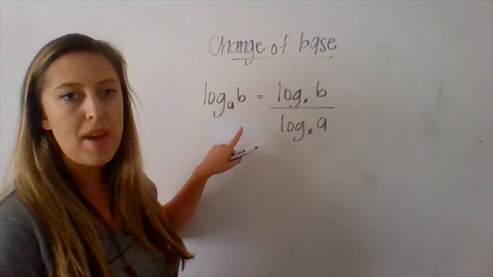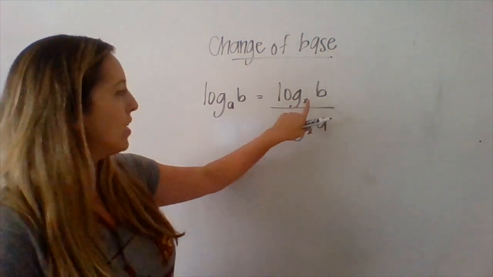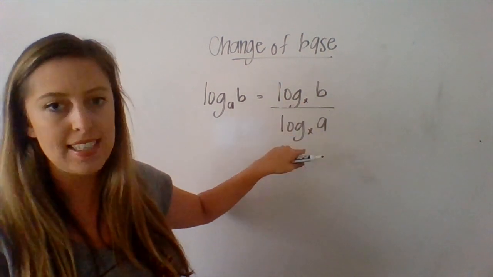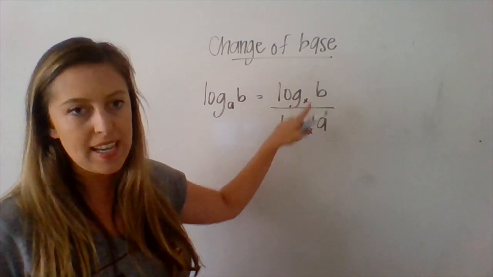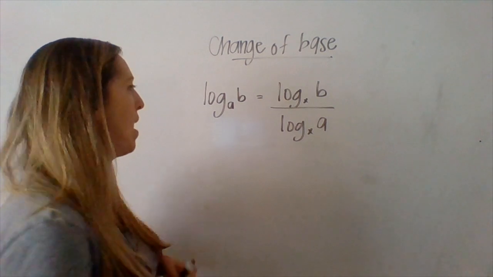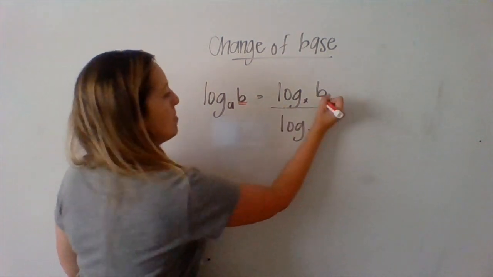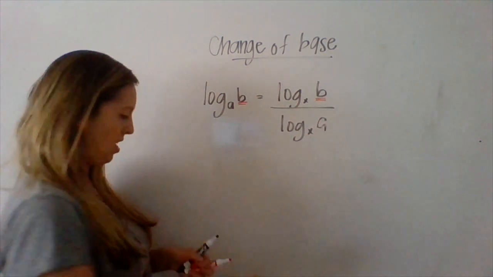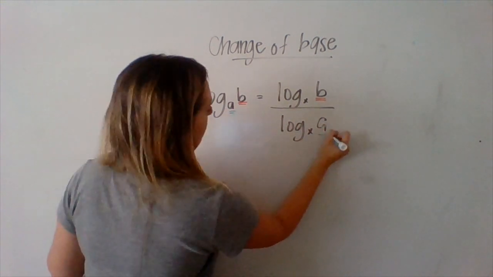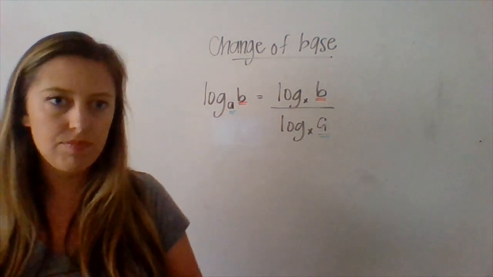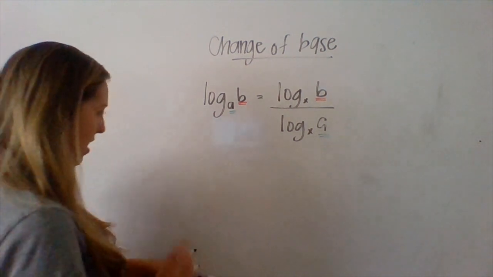If you have log base a of b, you can change it to any base x. It doesn't have to be 10 or e, that's just most common, but you can change it to any base x by putting it in this format. So your argument goes on the top and your base goes on the bottom. Okay, so let me show you an example of that.